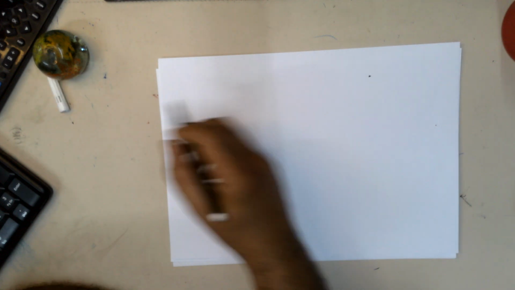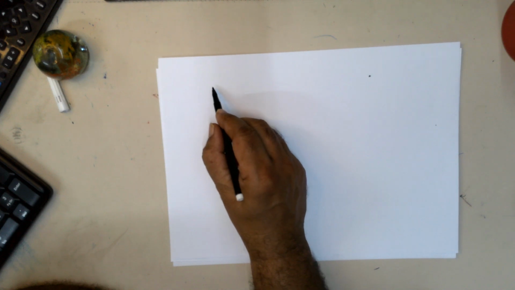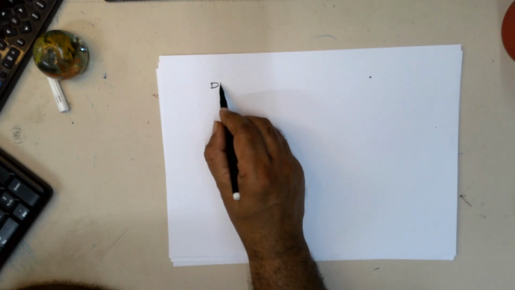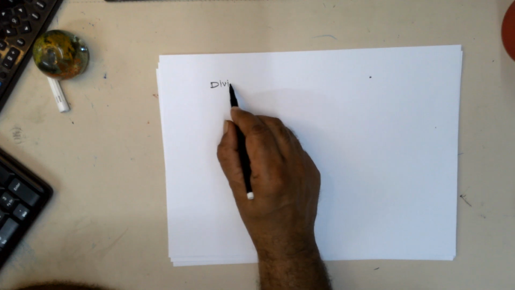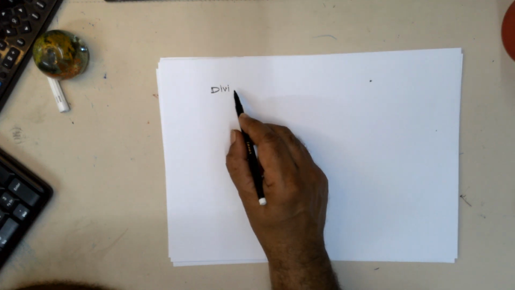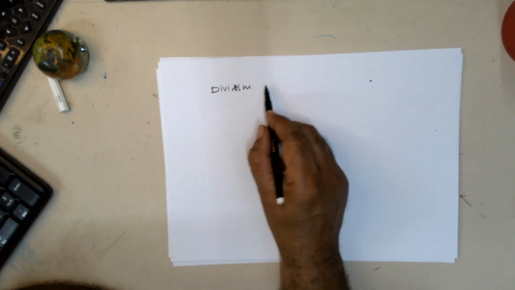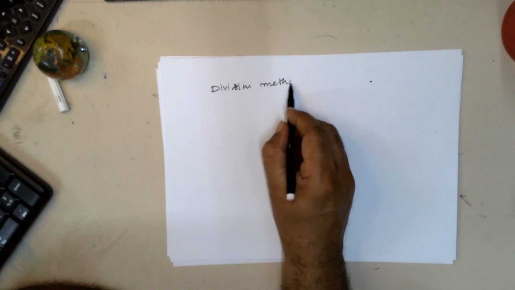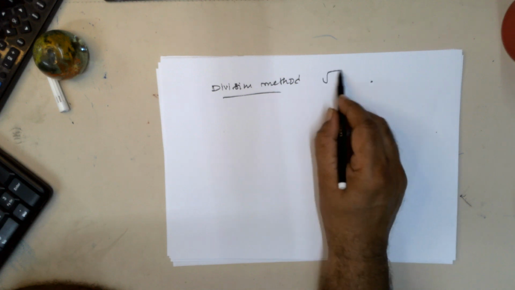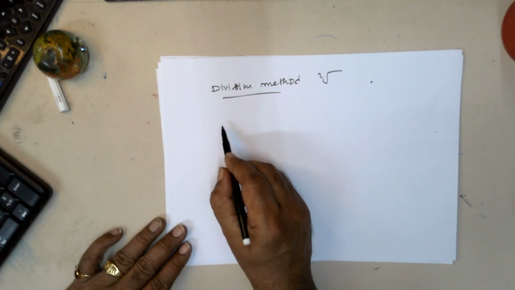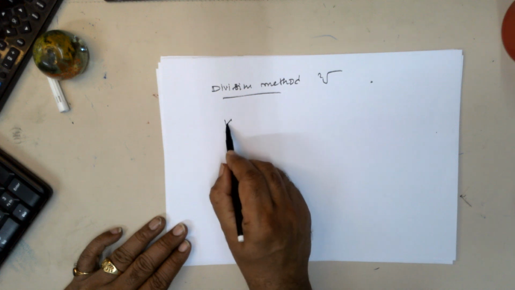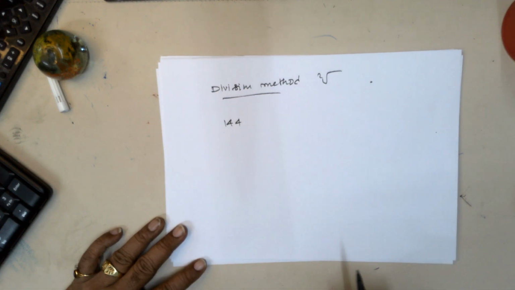Taking the square root, let me consider the division method. Take down the division method of determining the square root of any value. Let me take up the smallest, very familiar number.